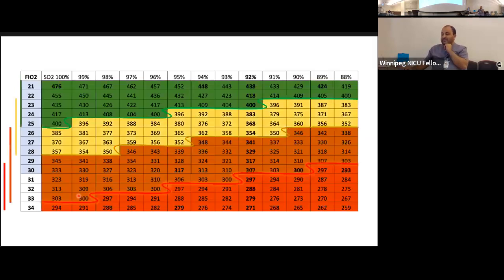And I divided this into zones. Zone number 1, which is the good zone, can give me an FiO2 between 21 to 25% with this range of saturation. Zone number 2 is the yellow. Zone number 3 is the faint red. Zone number 4, which is the worst, below 300 SF ratio, is in the deep red.